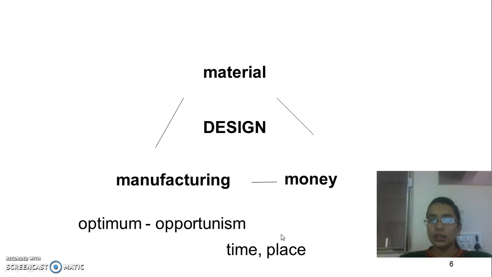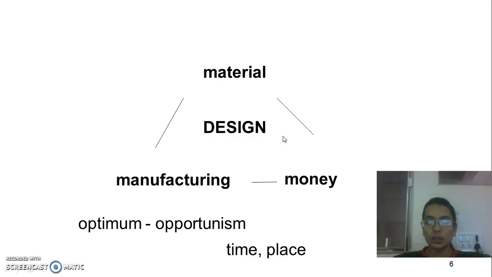Now the next, what is the material? What is the material design? Material, then after the design, after the manufacturing, money, optimization, opportunity, time, and the place. First of all, we have to select the material. Which type of material or which type of thing we have to design? If we take the simple example of a pen, if we have to design the pen, then which materials do we have to use? If we select the material first, then after the selection of the material, we design the equipment.